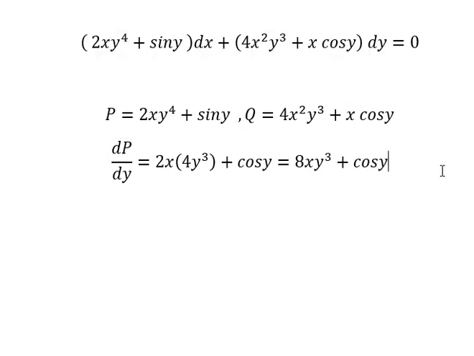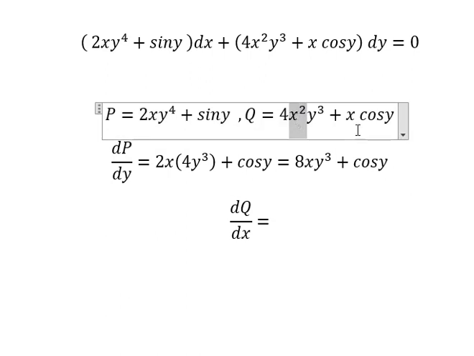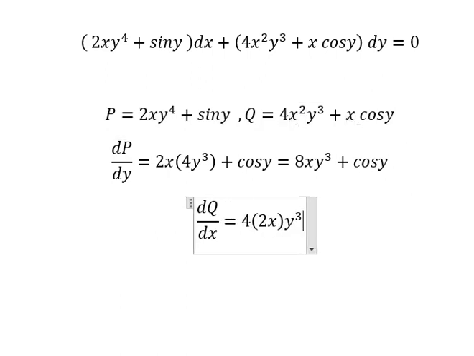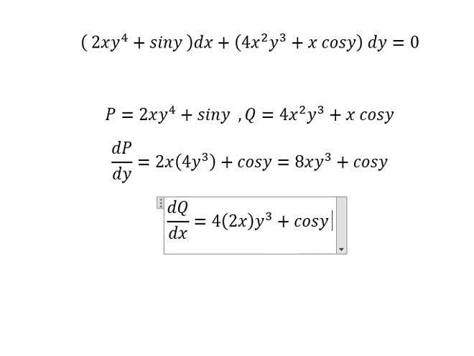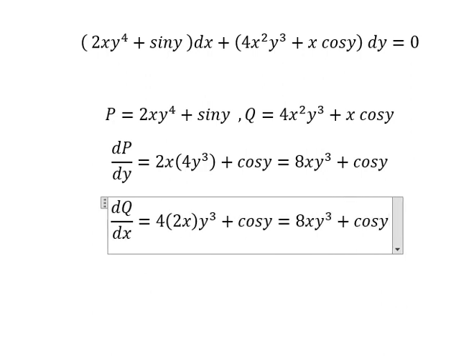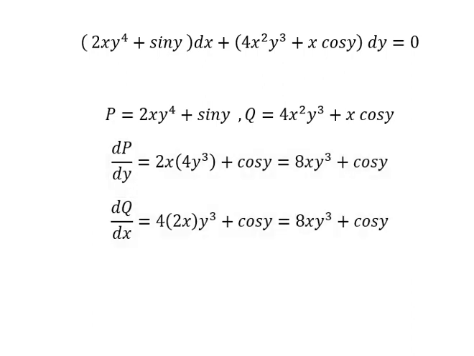So we have dy. That means we need to do first the derivative of q with respect to x. We have this one and this one. So we have like this. So we see that this one and this one, they are same. So that is about exact.